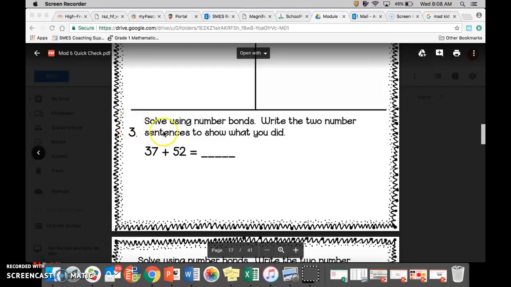Number 3. Solve using number bonds. Write the two number sentences to show what you did. So for this one, you have to show that number bond.